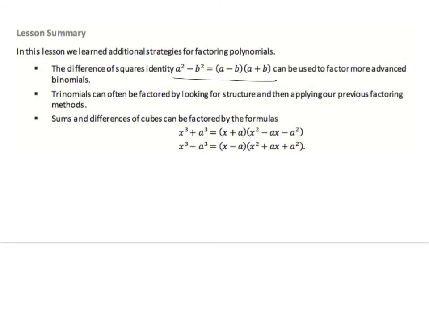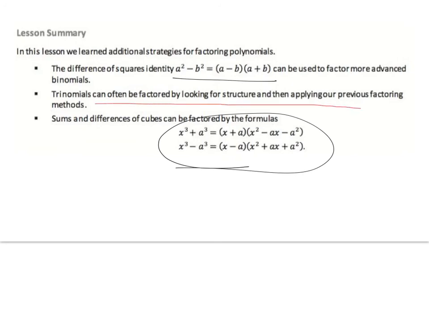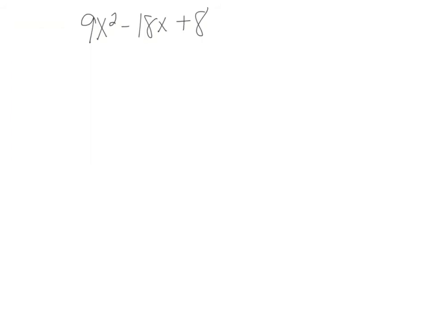Okay, we know the difference of 2 squares, and we know this. The new part is trinomials can often be factored by looking for structure, then applying our previous factoring methods. I'm going to show you another trick here on another page, so don't stop on me yet. One more slide. Okay, let's try this one. We're trying to factor it.